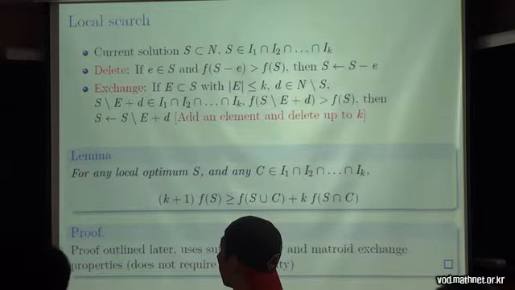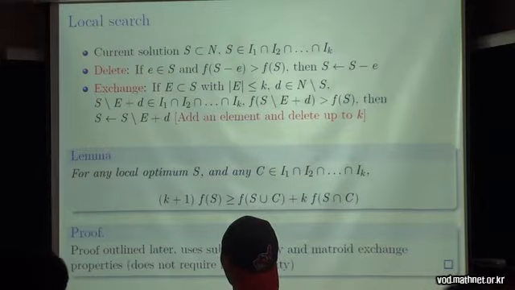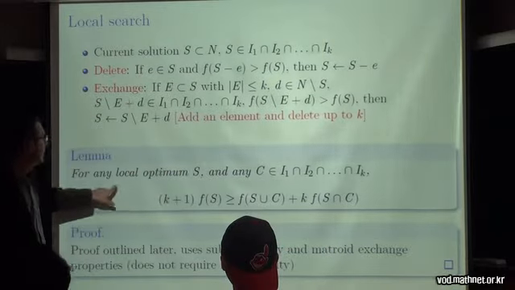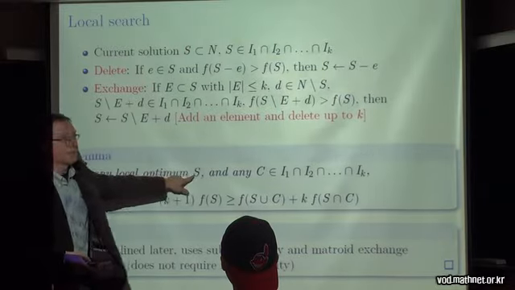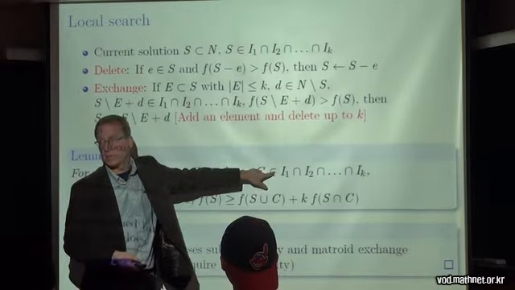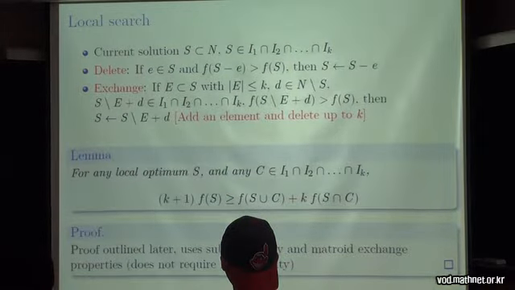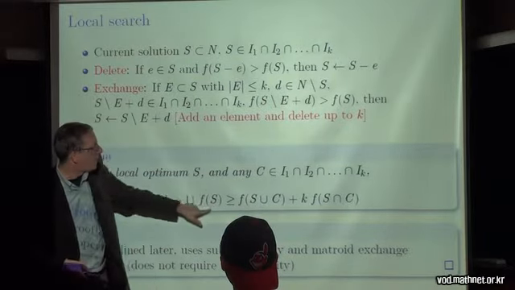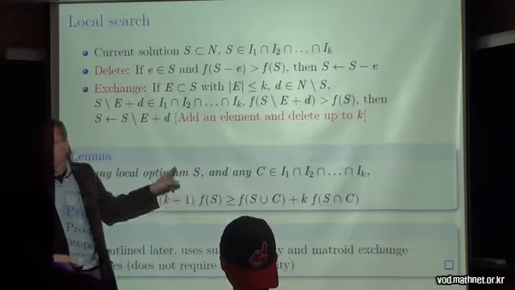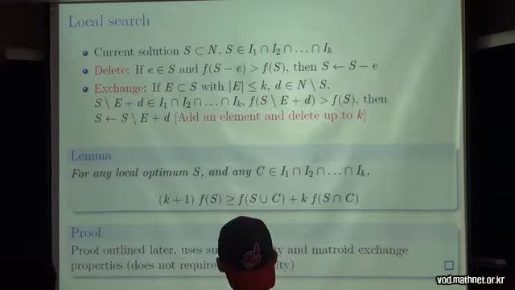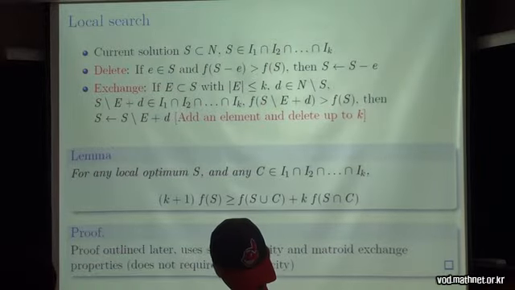Do you understand what the local moves are? You're allowed to delete an element, you can add an element, but then you have to allow yourself to delete k elements. What we can prove, and I'll sketch the proof of it, and this is where matroids come in a little bit, is this little inequality. If I have a locally optimal S, locally optimal with respect to these moves, and I have a set C that's independent, think of it as the optimal set, then I can essentially get a lower bound on the value of S, this locally optimal solution. It's not quite the lower bound that I want to prove the approximation result, but that's what we'll use.